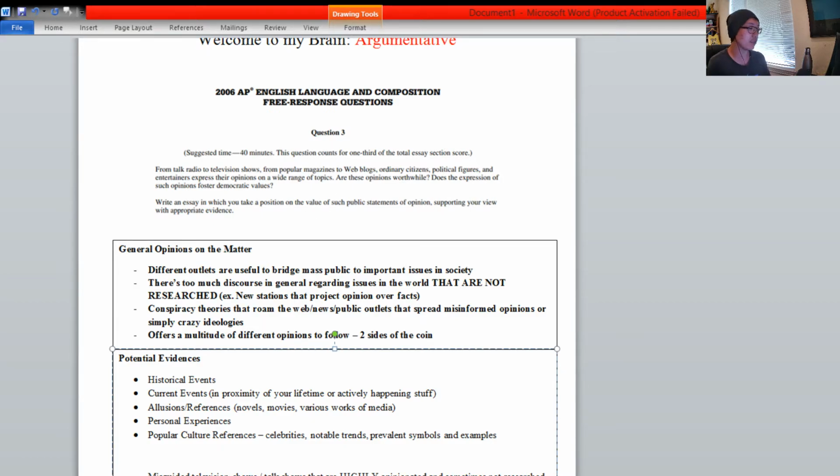Let's try for one more. We need at least one more in terms of possible evidences, because I might have some good examples thus far, but I want something just as a backup in case, right?